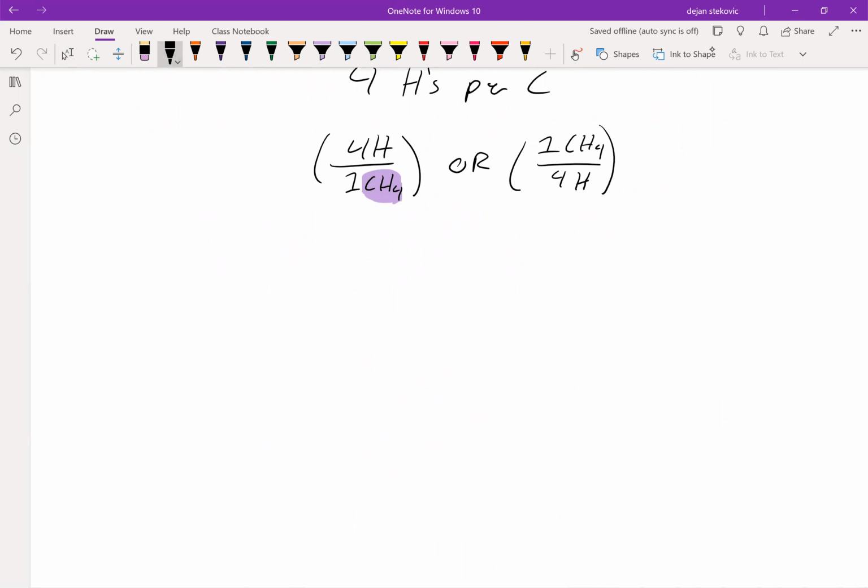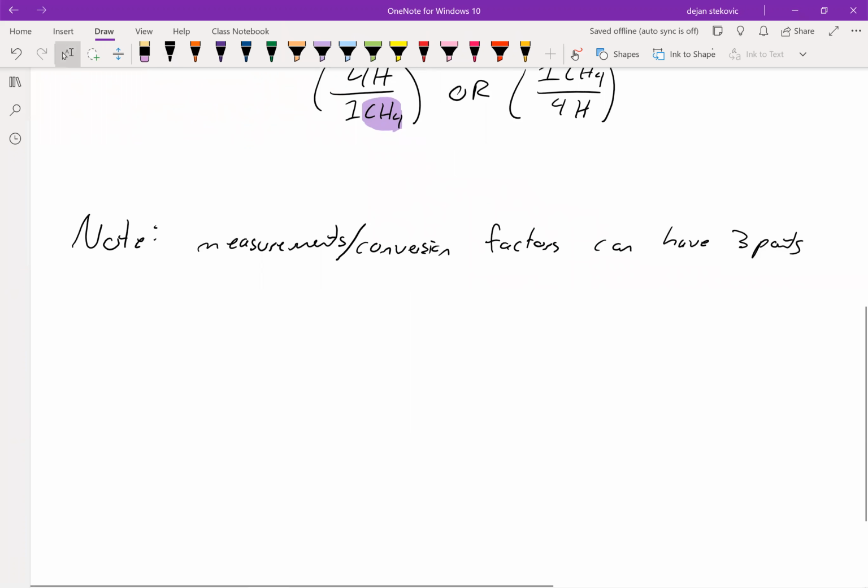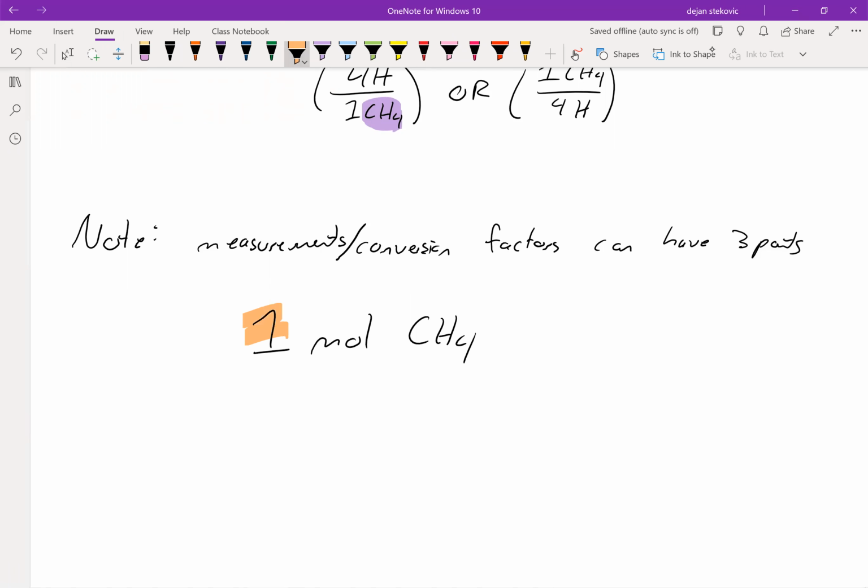An important thing to consider whenever doing conversion factors, and especially when we get to more complicated stuff, is that these conversion factors and measurements can have up to 3 parts. So we're just going to note: measurements/conversion factors can have 3 parts. So for example, when we say 1 mole of CH4, we have 3 different parts in this kind of measurement. First, we have the numerical value, the number, which tells you how much you have. Then we have the unit, which is again kind of telling you how much.